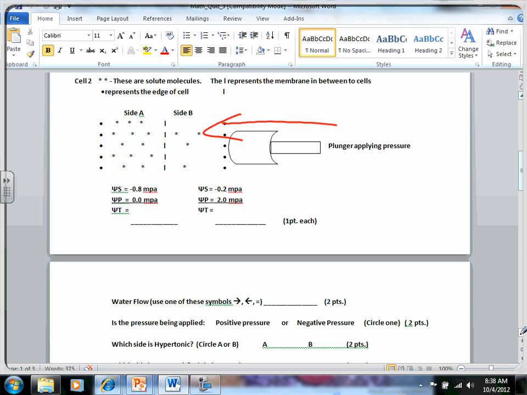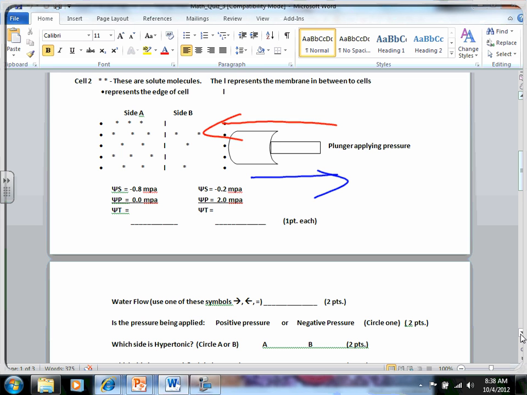Negative pressure would be if we pulled the plunger backward like that. And when we pulled it backward, that's basically creating like a vacuum over here, correct? And that's what we call a negative pressure. Does that make sense? So this is positive pressure. We're pushing in on the plunger. We're creating pressure. That's positive pressure. Negative pressure is when you pull the other way, and you're basically creating like a vacuum effect.